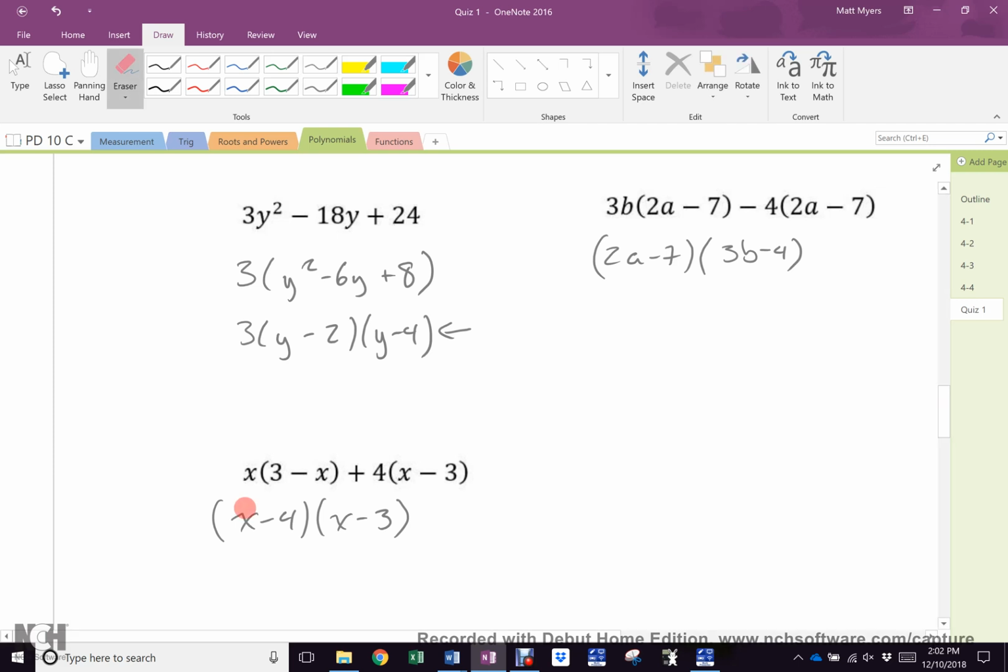Oh yeah, it should have been 4 minus x, because that's where the negative 1 is coming out. Well, yeah, but then if you took the negative out of the other one, then you would have had x minus 4 and 3 minus x.